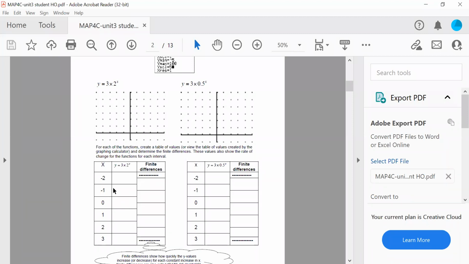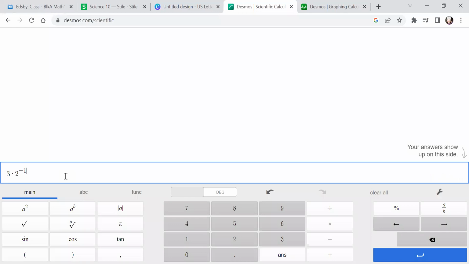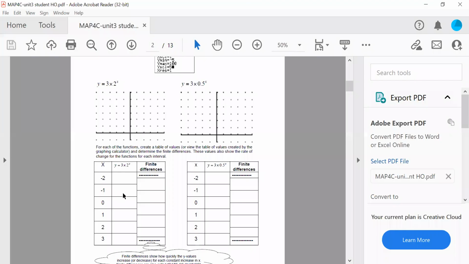Then I'm going to put my exponent at negative 1. So I'm just going to go back to my calculator. On this one, you can actually just go back and change it to negative 1. Over here, you can see now it's 1.5. So I'm going to put 1.5 here. Okay, and then you just keep going. Now I'm going to change it to 0. So look at my table of values here. Well, I put 1.5 there. Now I'm putting in 0.